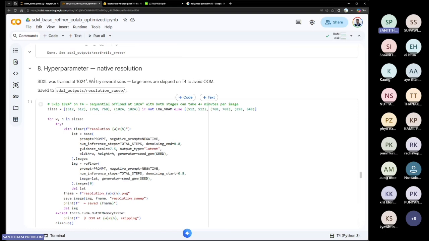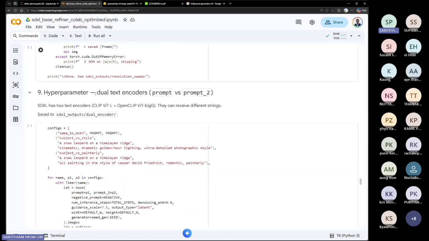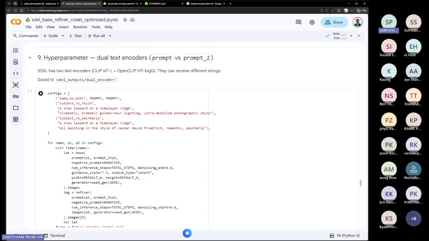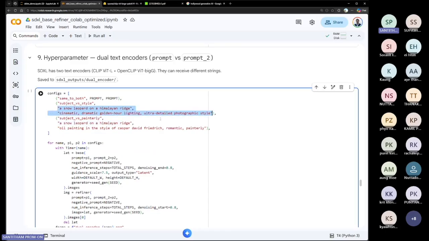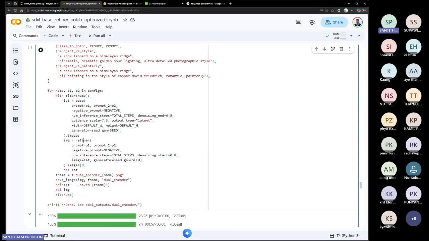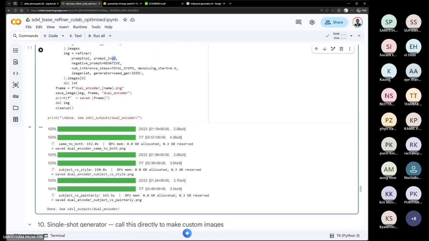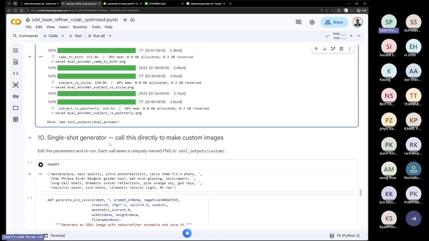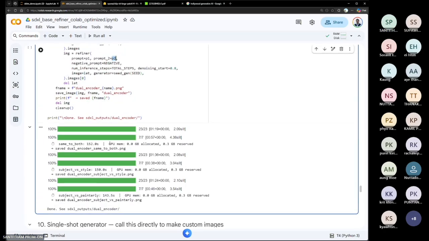I'll just skip this. Let's look at the dual text encoder, the cool one. Here you have each one as a tuple. Then the first one goes to prompt P1, the second one goes to prompt P2, and the refiner as well, a different prompt, and then you get the result there.